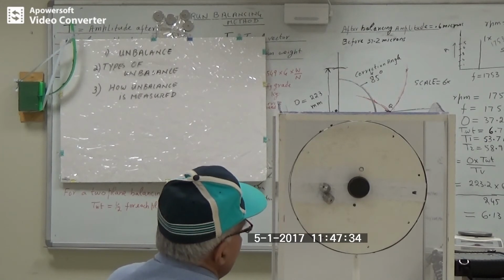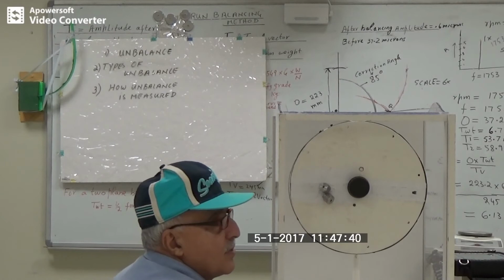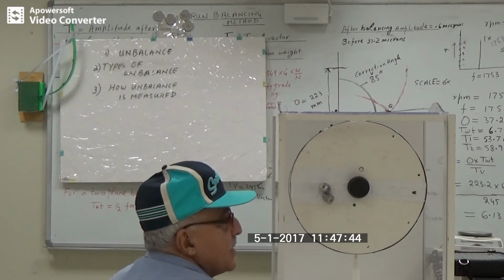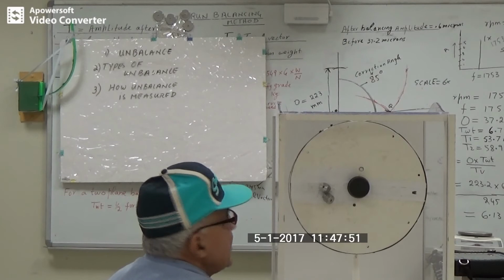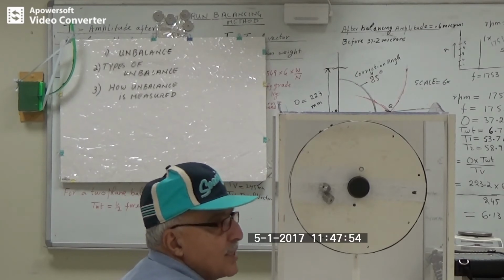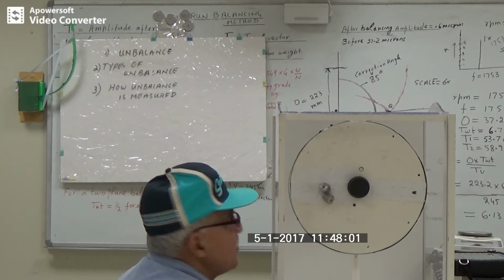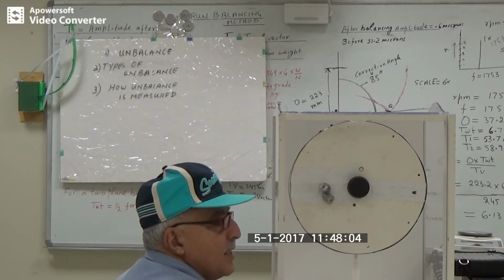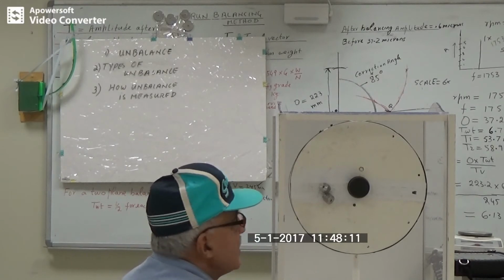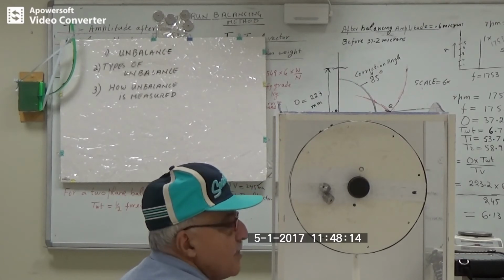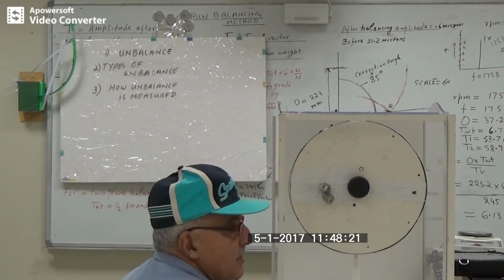So unbalance means that there is more mass on one side, or we can say that mass center line and rotating center line are not same. So for machine to be balanced, the mass center and rotating center should be same. What is mass center? Mass center is that point where all the weight is acting. That is called mass center.